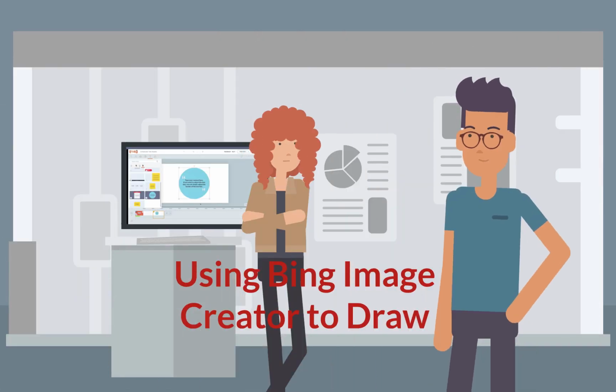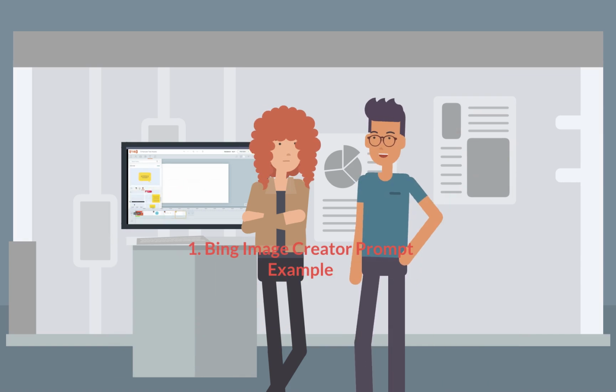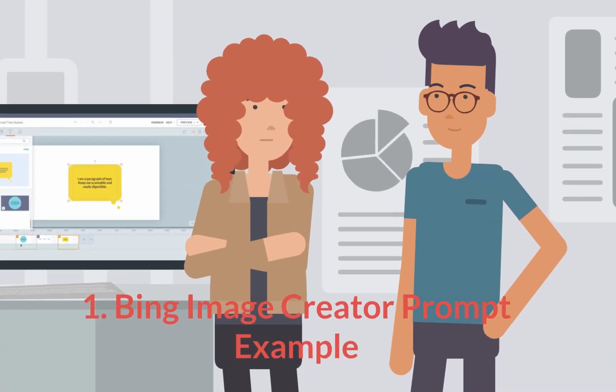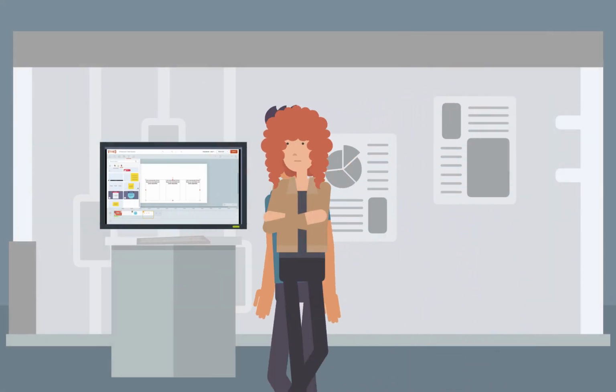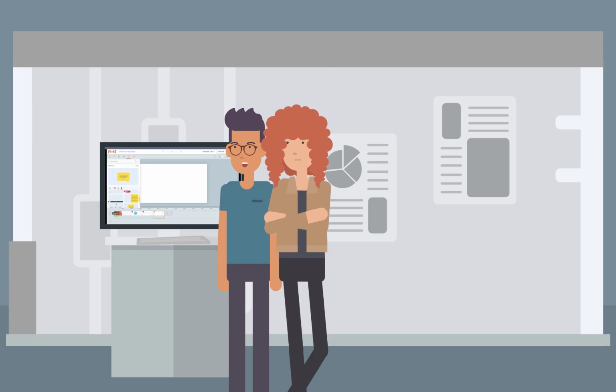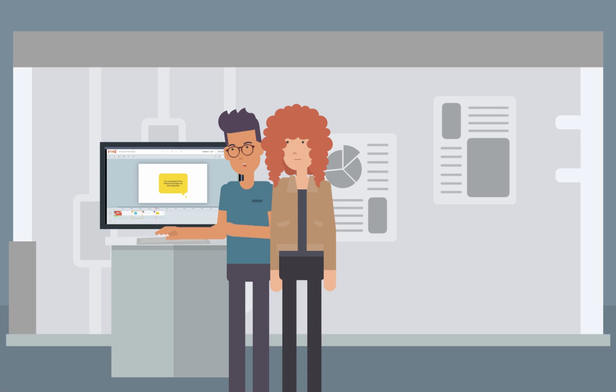Using Bing Image Creator to draw. 1. Bing Image Creator Prompt Example. With Bing Image Creator, all you need is a good text prompt to generate images. Start with a verb like create, add your subject, then some style or descriptive keywords. For example, create a mascot logo of a cat, flat vector, minimalist.